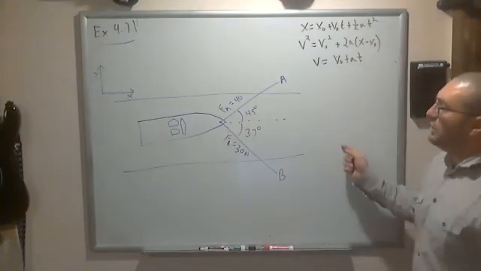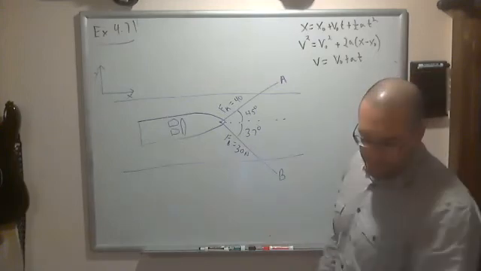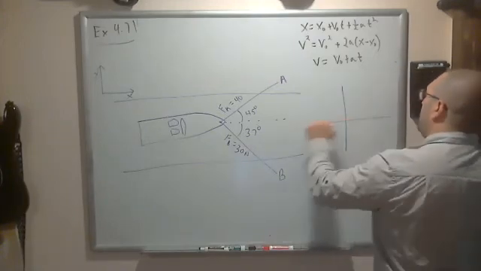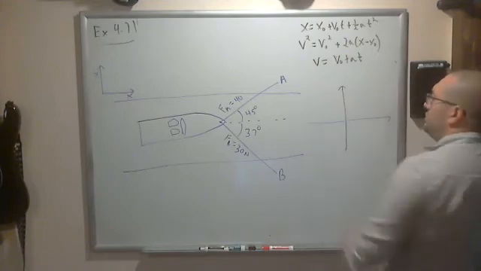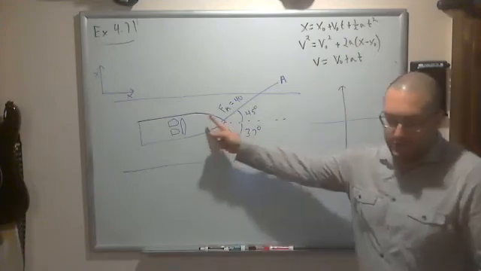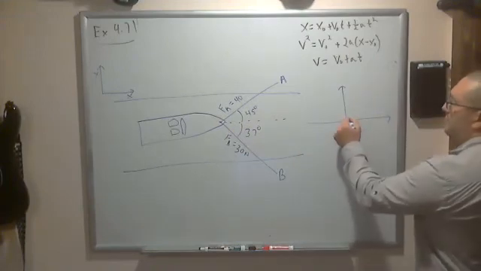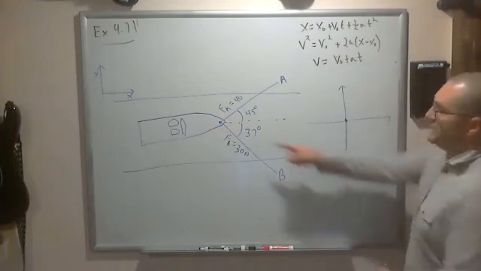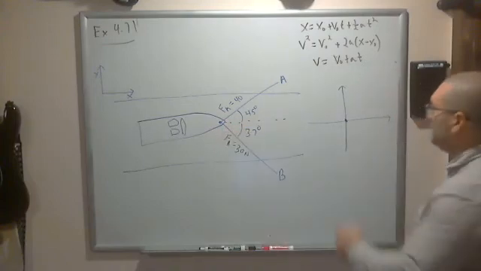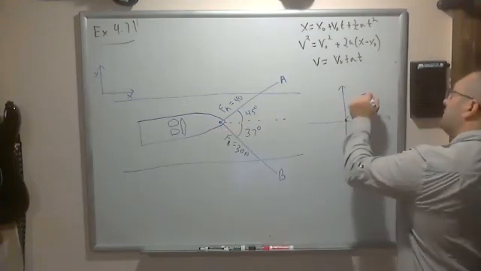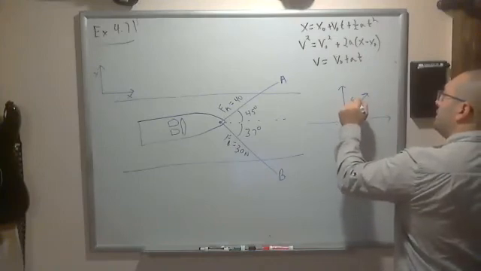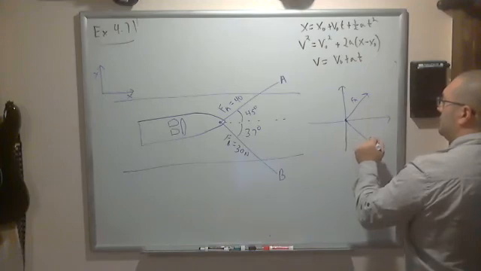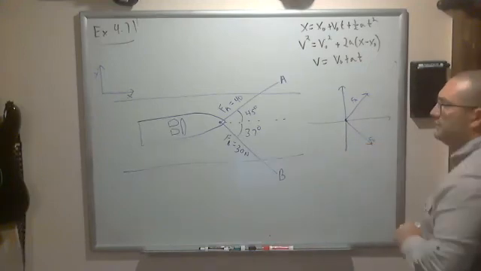Now, let's draw a free body diagram of the boat. So we'll just draw vectors. We don't even need to draw this boat. So let's say the boat is at the center over here, right? The forces at this point are FA, right? And FB. These are the two relevant forces.